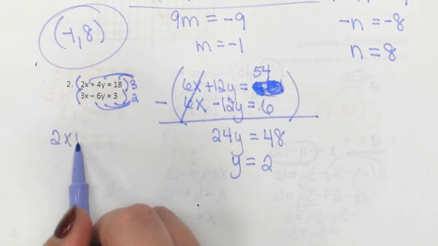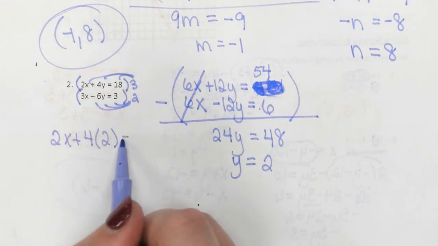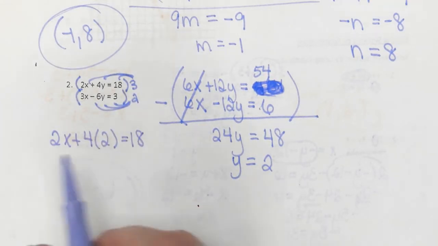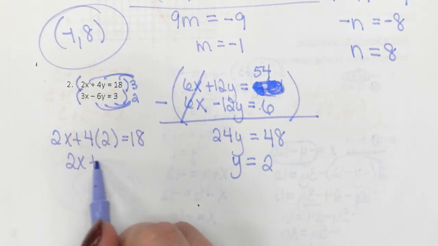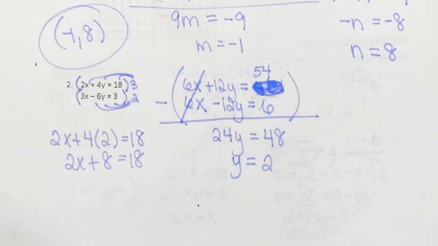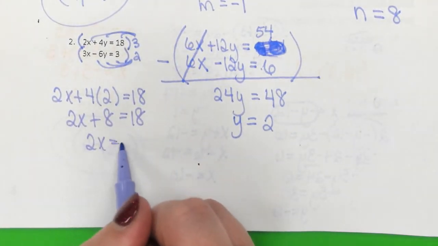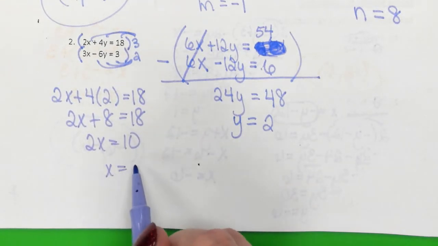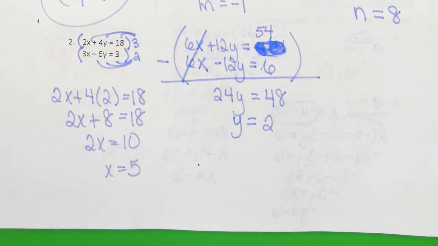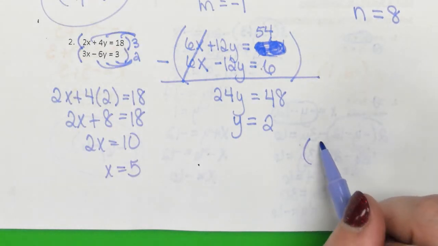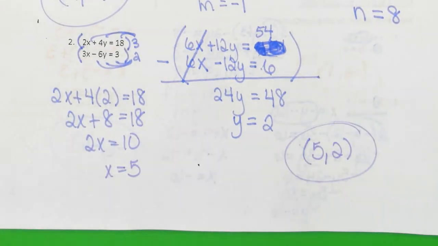Okay. All right. So 2x plus 4 times 2 equals 18. So that's 8. Okay. Subtract the 8. What do we get? 10. And so, Ethan, did you get 5 for your x? Yeah. So you just got your answers backwards. It's the same thing. Alright, so that would mean that if you were to graph those two, they would cross at that point.